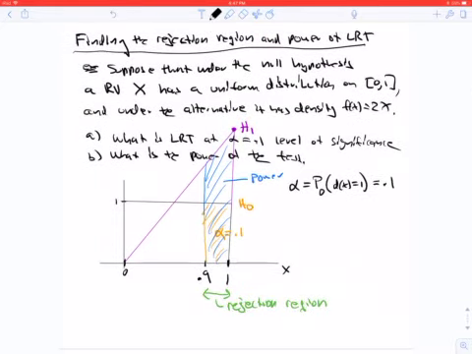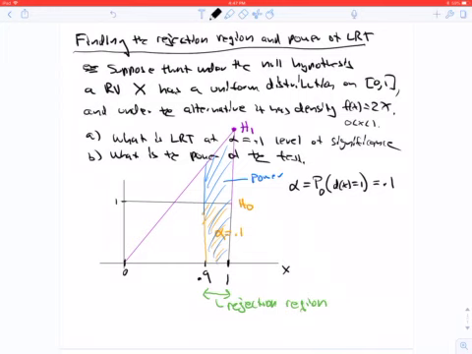So finding the rejection region and power of the likelihood ratio test is the next topic. Let's take a look at an example where under the null hypothesis, x is uniform 0, 1, and under the alternative hypothesis, x has density 2x. I should have said here, x is between 0 and 1.